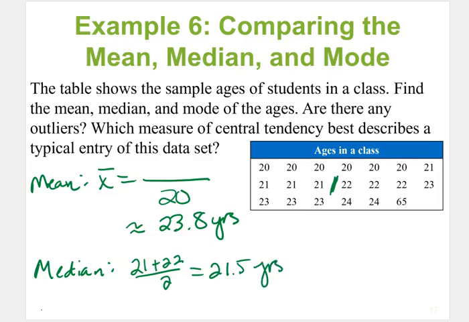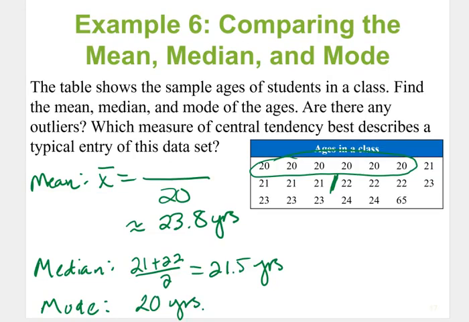Again, not too far off from our mean. And then let's look at our mode. What is the age that shows up the most? And that would be 20 years old. I've got a lot of 20-year-olds in this class. So 20 years is my mode.